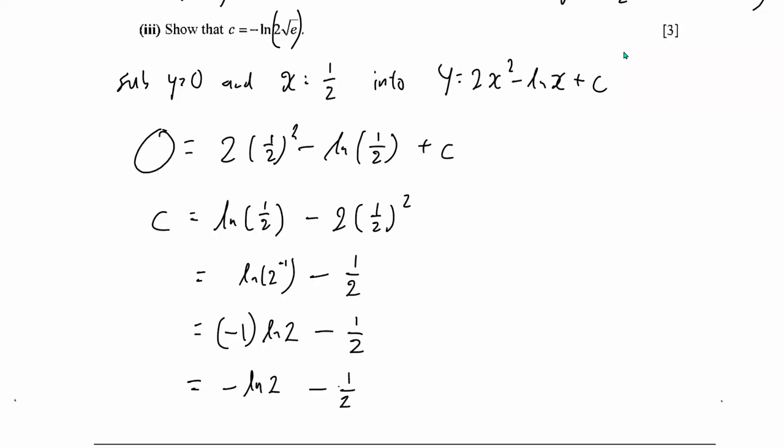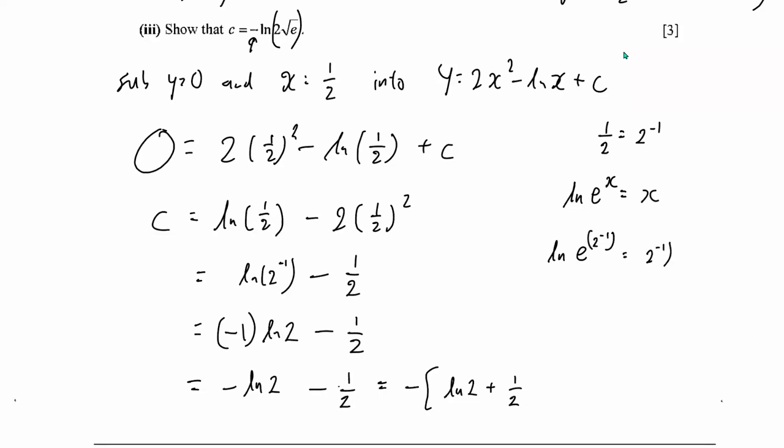Okay, let's take a look. You have a negative sign here, so I can factor out the negative. I'm left with ln 2 plus 1 half. Do you agree that 1 half is really just 2 power negative 1? Then do you also agree that ln of e power x equals x? So that means ln of e power 2 power negative 1 is also equal to 2 power negative 1.